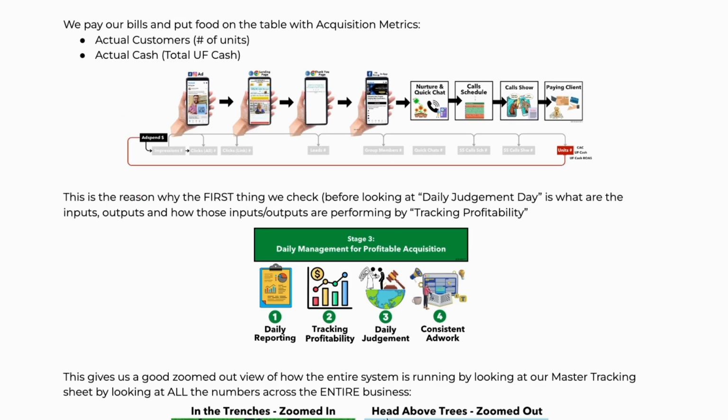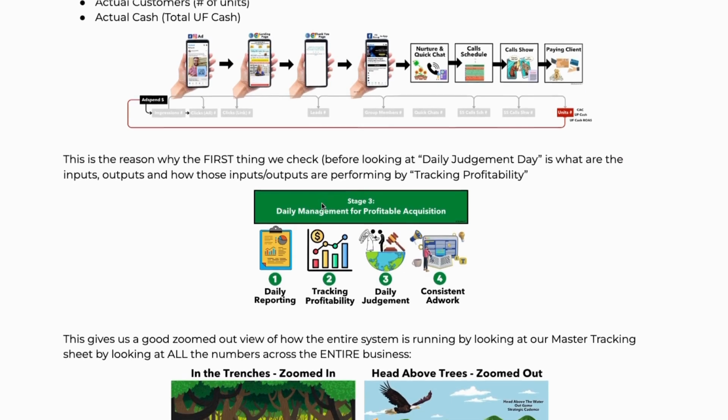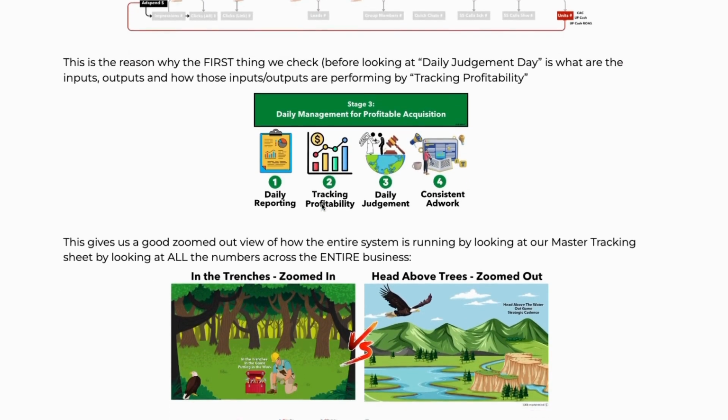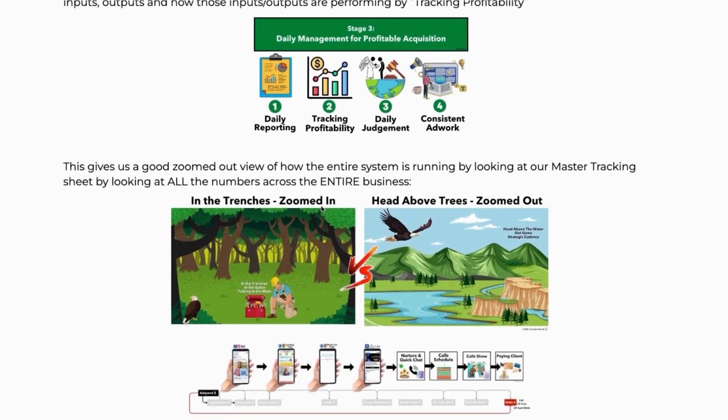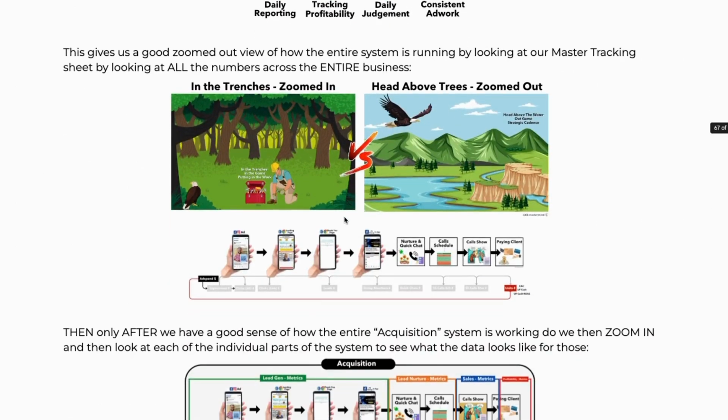By doing this, we get a zoomed out view of the entire system by being able to look at that master tracking sheet across the entire business. And only after we have tracked profitability by zooming out do we have a good sense of the entire acquisition system.